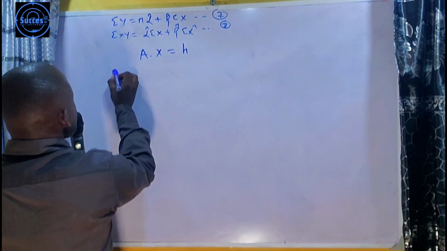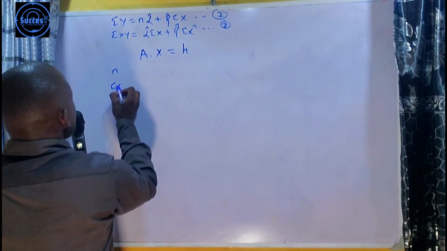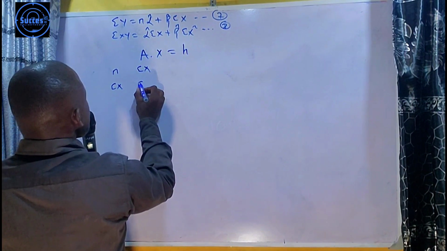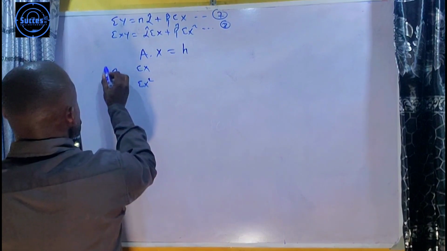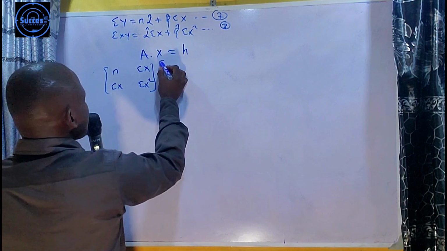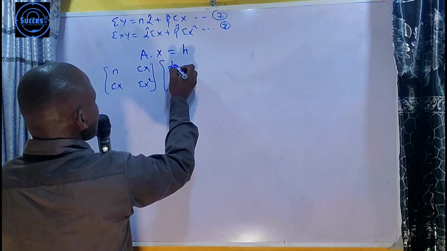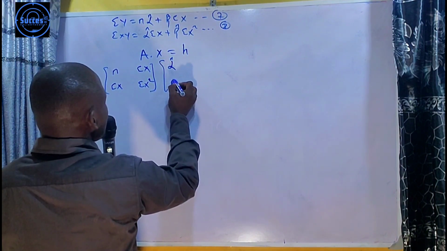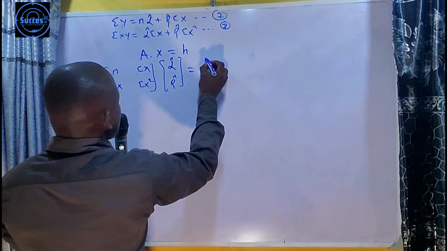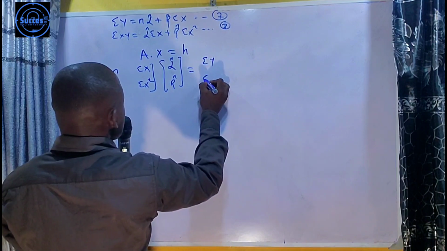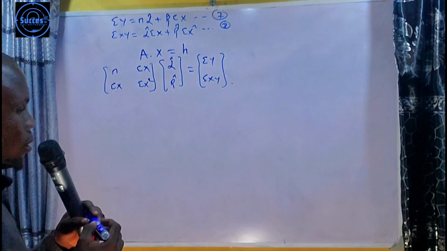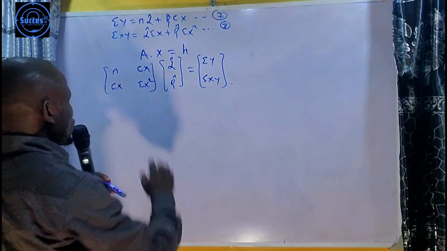What's the coefficient of alpha here? You have n and summation x. What's the coefficient of beta? We have summation x and summation x squared. This matrix multiplies X, which are the variables we are trying to estimate, alpha cap and beta cap. And the constants are summation y and summation xy. If you apply Cramer's rule, this is what it turns out to be.